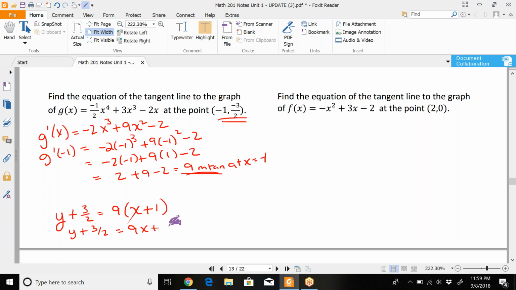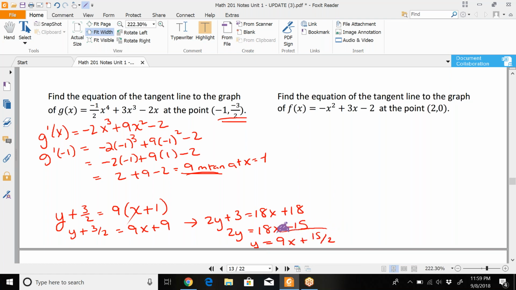So that's 9x plus 9. Some people will get rid of their fraction here. If you multiply everything by 2 all the way across, that includes everything. That clears out that fraction, but it makes everything else double. We would subtract 3. So that's 15. And then divide everything by 2.